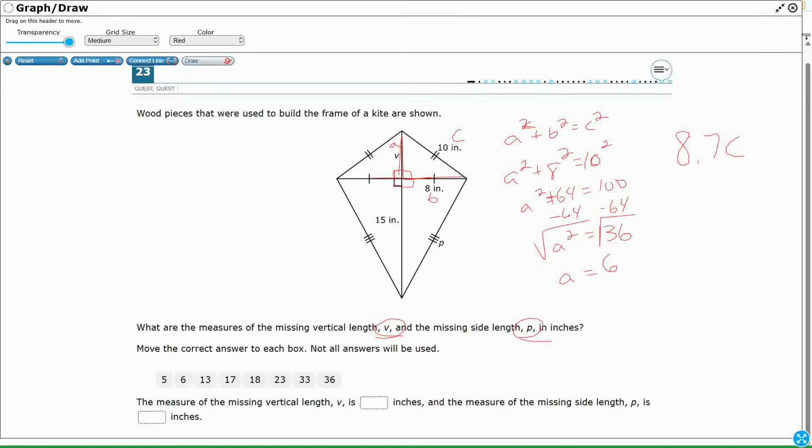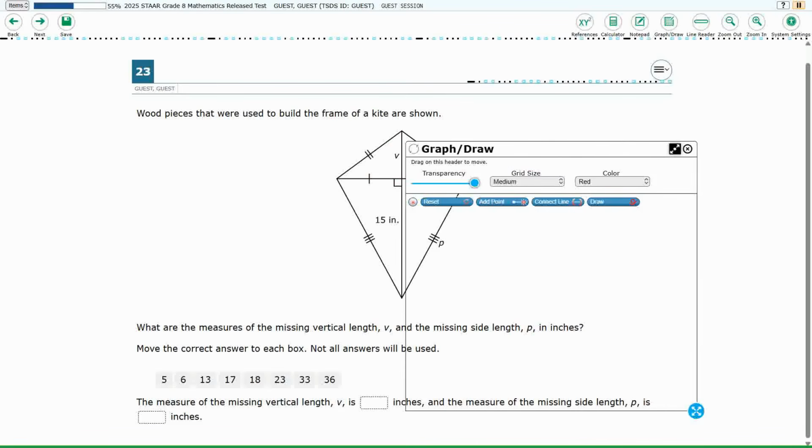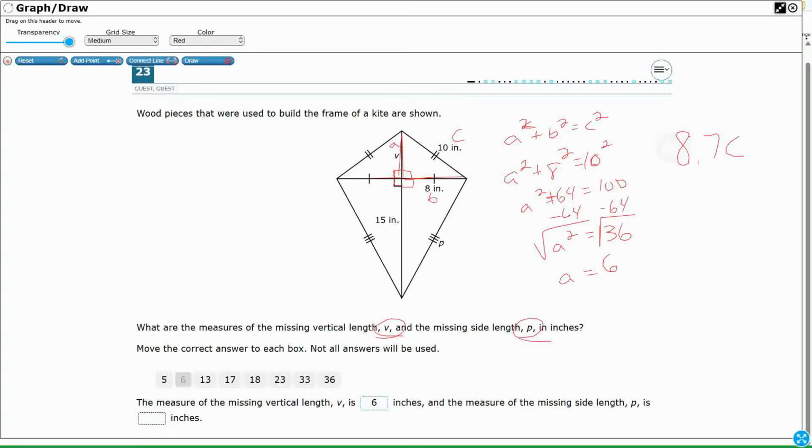So 6, 8, and 10, which makes sense because 3, 4, and 5 work, and you just kind of double that. So that V is going to be 6. See if that next one is just as easy.